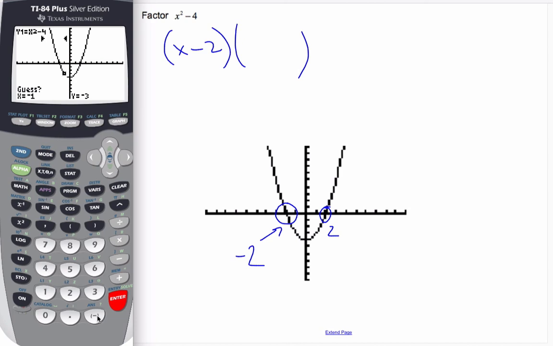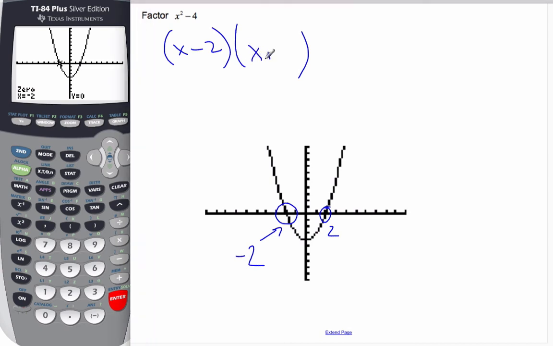Guess, what was our guess? I forget. Oh yeah, negative 2. If we look at the graph, we can see that it's negative 2, and indeed it is negative 2. So if x is negative 2, I switch the signs around and it'll be x plus 2. And so we can use our graphs and our x-intercepts to help us factor.